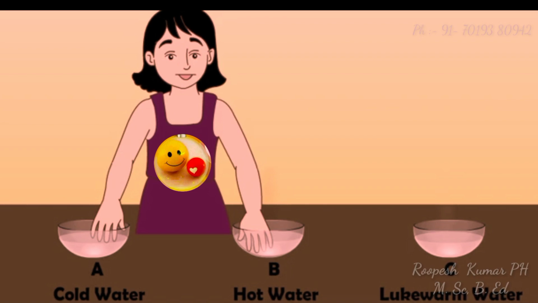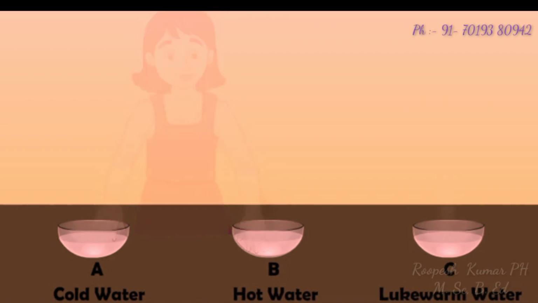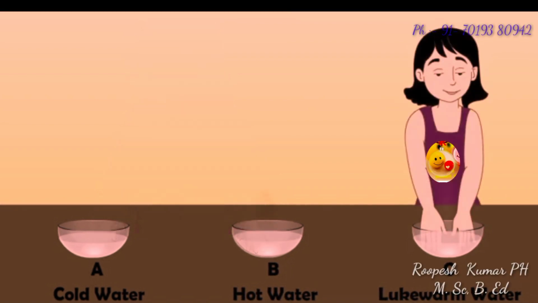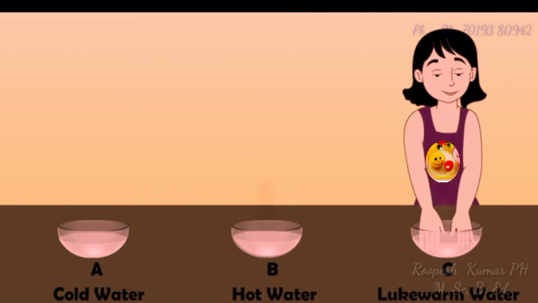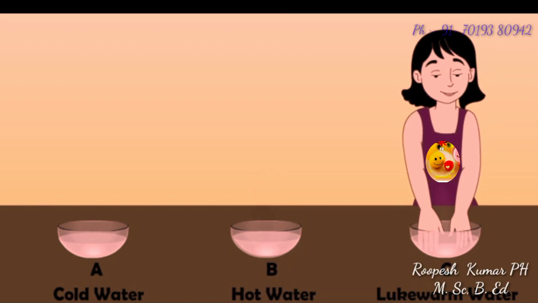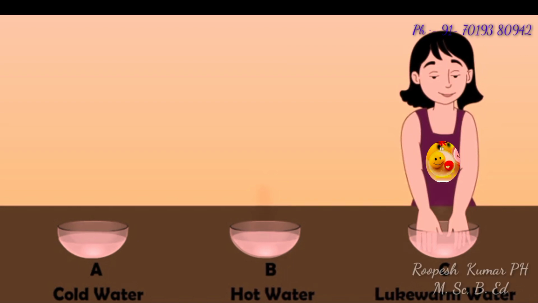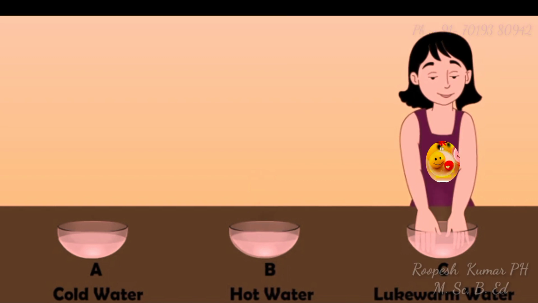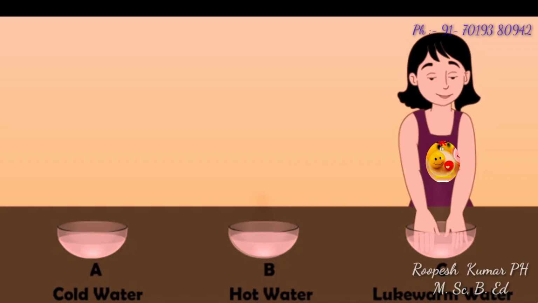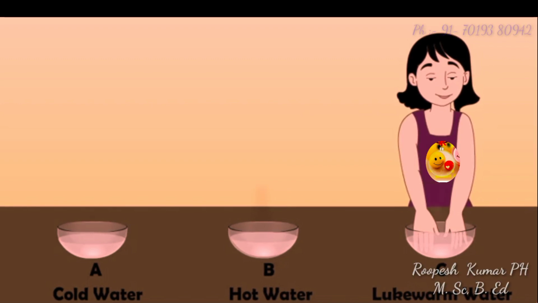2. Now take out the hands from bowls A and B and dip both the hands quickly in lukewarm water in bowl C. We will find that the water in third bowl C does not feel equally warm to both the hands. To the right hand, which was earlier in cold water, this lukewarm water appears to be hot. But to the left hand, which was earlier in hot water, the lukewarm water appears to be cold.